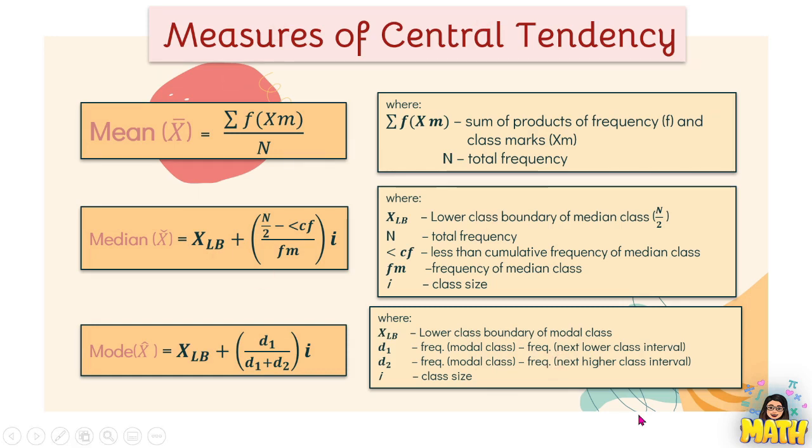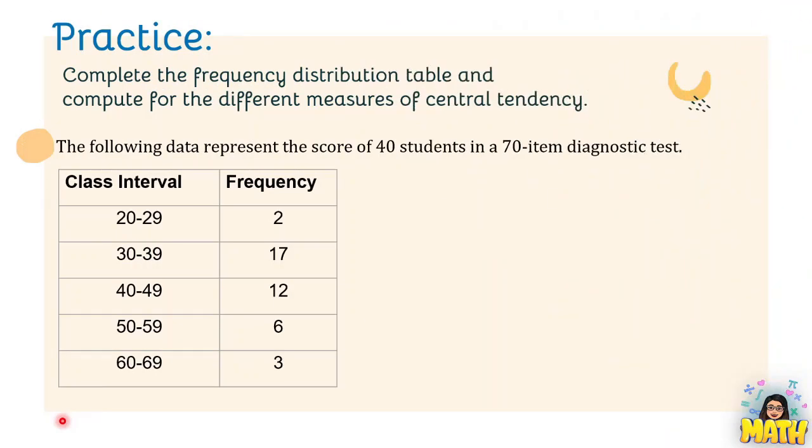Here, marami tayong variables na ginagamit at values na kailangan sa ating computation. Just need to practice and try it para mas lalo nating maintindihan. So now let's have some practice. Complete first the frequency distribution table before computing for the different measures of central tendency. The data that we have here represent the scores of 40 students in a 70-item diagnostic test. So you can do the following in 10 minutes, pause this video for a while, and then double check your answers afterwards.